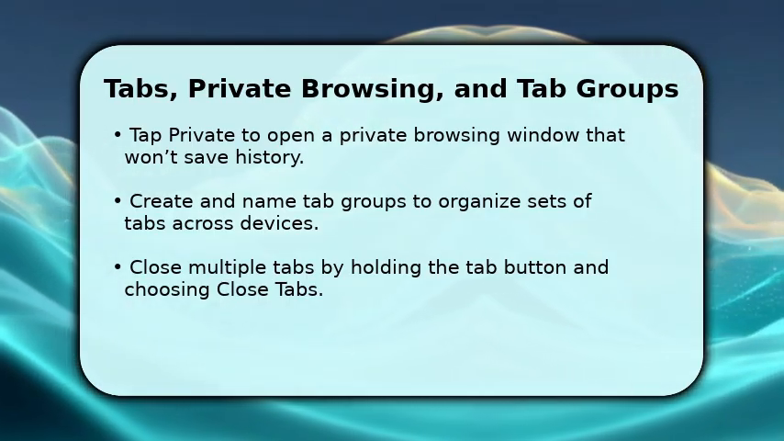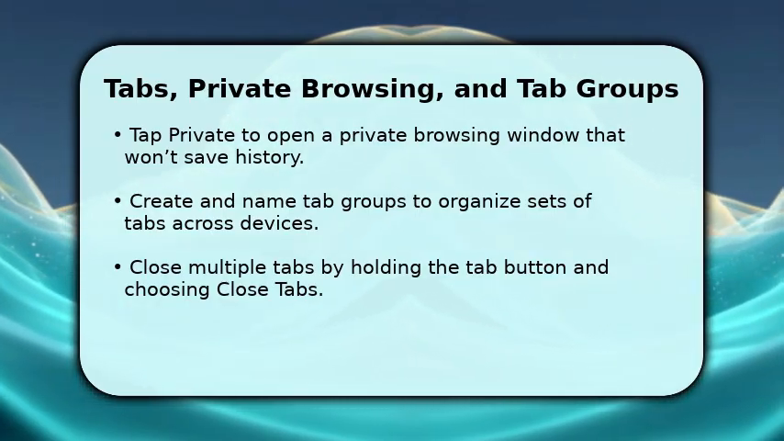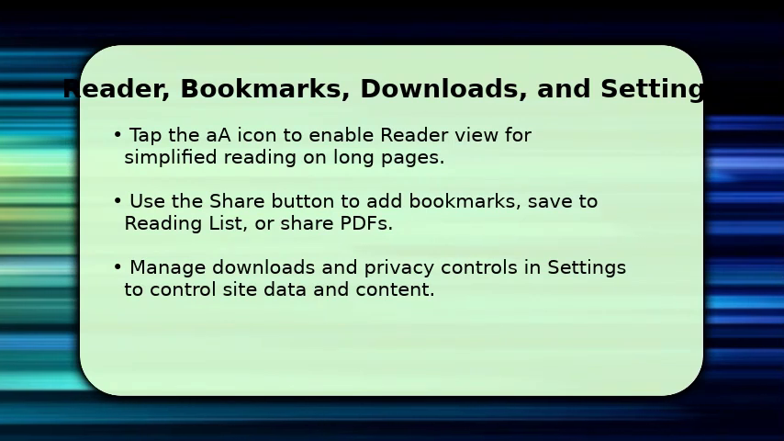Tap the icon in the address bar to enable Reader View for clean, readable articles. Reader View removes ads, resizes text, and lets you switch to a dark or sepia background.